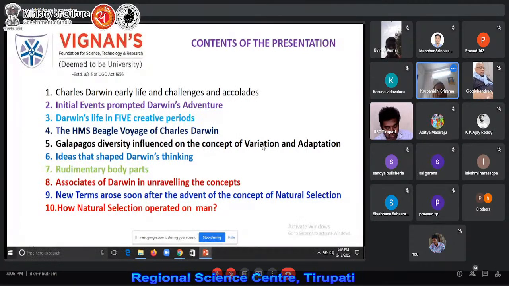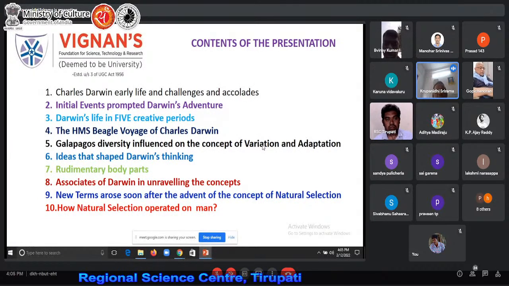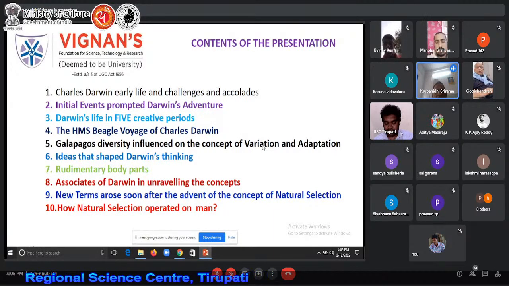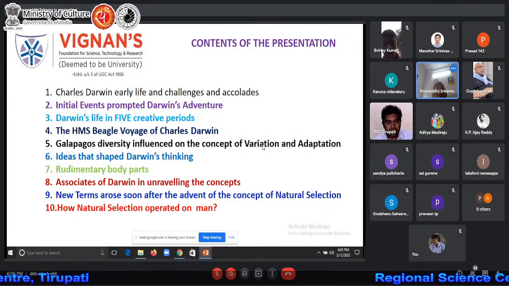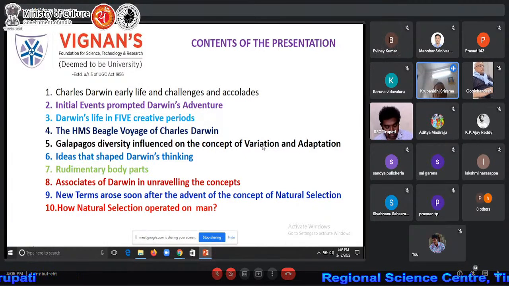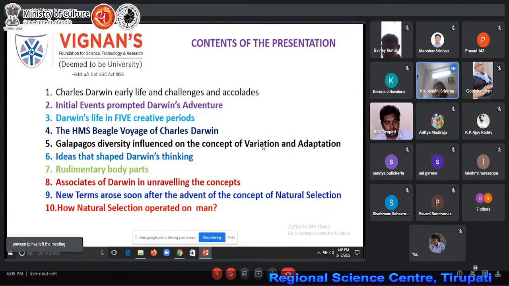Then ideas that shaped Darwin's thinking and the descent of man, wherein rudimentary body parts are seen. Associates of Darwin in unraveling the concepts. New terms arose, the magnificent edifice, soon after the advent of the concept of natural selection. And how natural selection operated on man. We human beings are also under the evolutionary force, under the pressure of evolution. So that is natural selection.